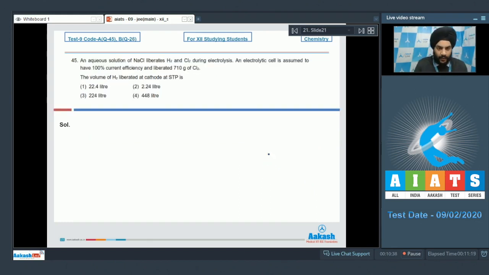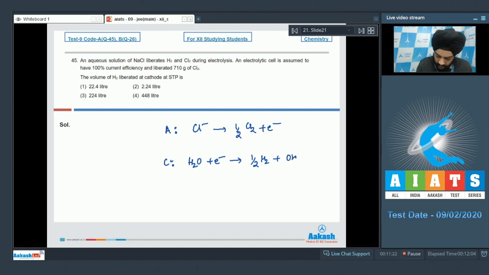Question number 45. An aqueous solution of NaCl liberates H2 and Cl2 during electrolysis. An electrolytic cell is assumed to have 100% current efficiency and liberated 710 grams of Cl2. The volume of H2 liberated at cathode at STP is. Okay. Students, when an aqueous solution of NaCl is electrolyzed, it liberates H2 and Cl2. So the H2 comes from H2O, obviously. If I talk about the reactions, I have Cl minus converting into Cl2 and losing an electron at the anode. At the cathode, students, the H2O is going to consume the electron and convert into H2 and OH minus.